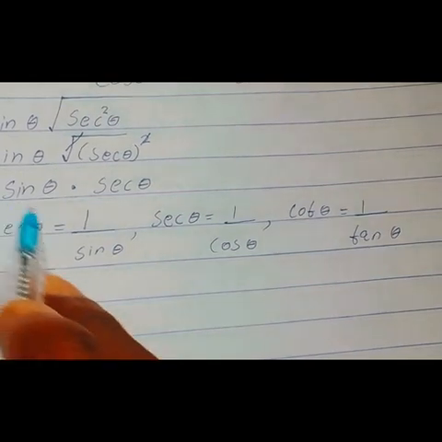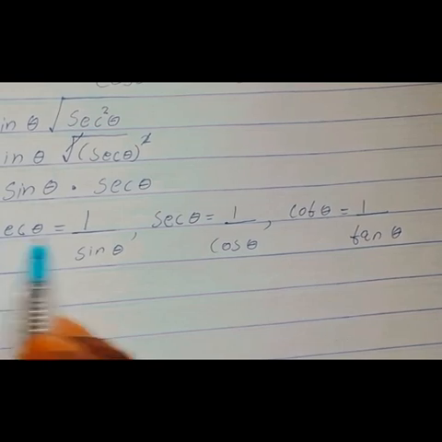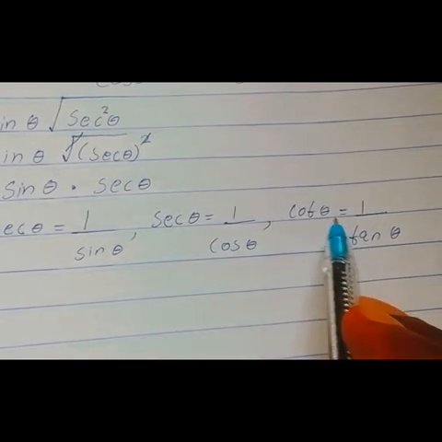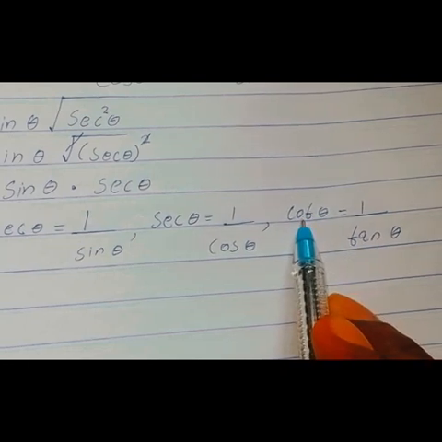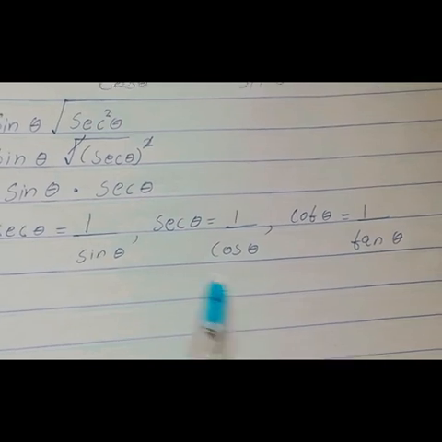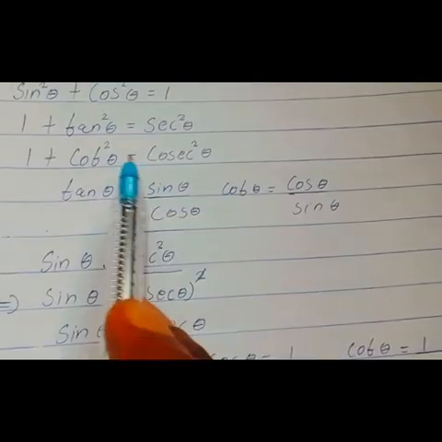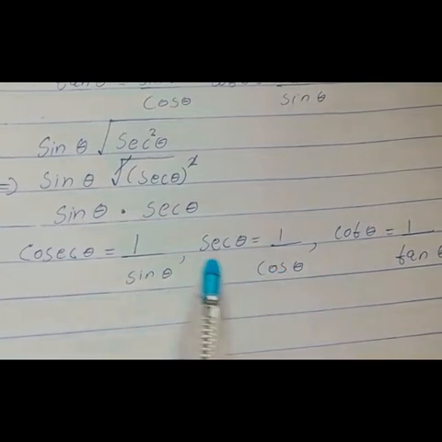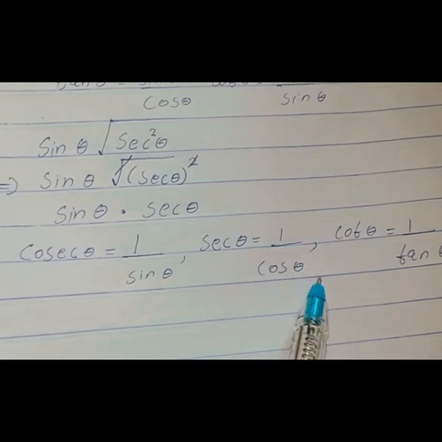So the inverse of sine is cosec theta. The inverse of cos is sec theta. And the inverse of tan is cot theta. Don't forget those three. So that's where you see all this cosec, sec. Now from here, which one are we making use of? This part here. Sec theta is 1 over cos theta.